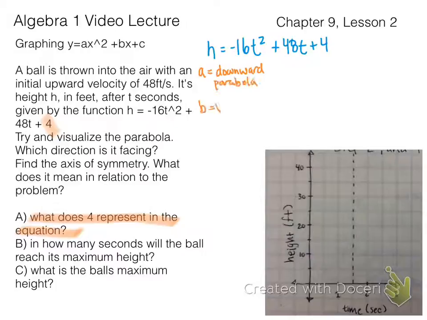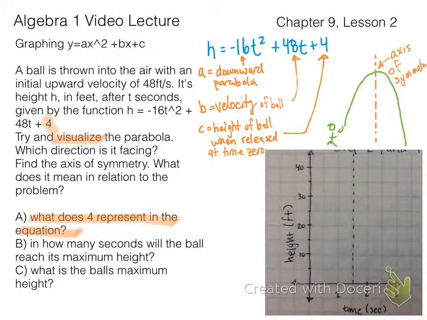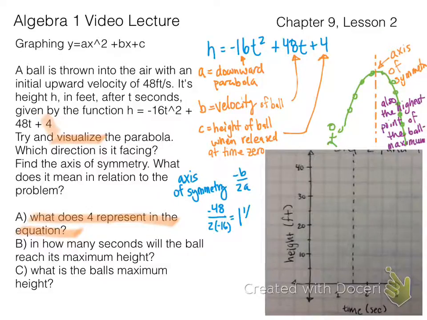So again, a is the downward parabola, b is the velocity of the ball, c is the height of the ball when it's released, and it's at time 0. All right, so again, visualizing, we have a downward parabola, axis of symmetry. I've said all this, but now you can see it. And it's also the highest point of the ball, the maximum vertex. Beautiful. The axis of symmetry is negative b over 2a, which means we're going to have an x of 1.5, which is the axis of symmetry. It's already on there. That's just because I really liked my drawing, so I wanted to reuse it. And there's the axis of symmetry. And the y-intercept is going to be 4.